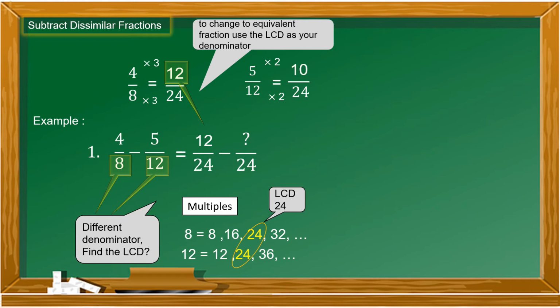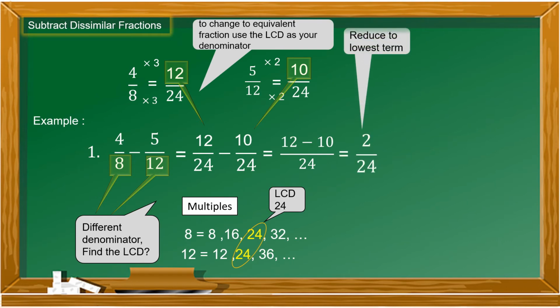Now you have the fraction 10 over 24 as the second part. Now they are similar fractions, so subtract 12 minus 10 over 24. You have now the answer, 2 over 24.